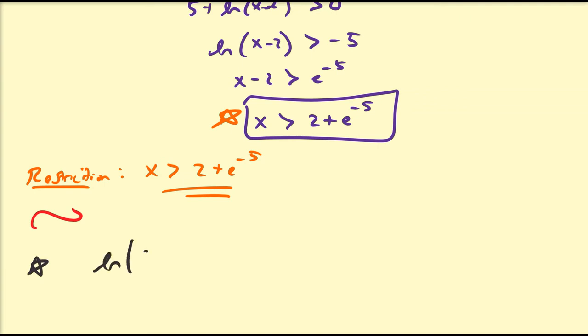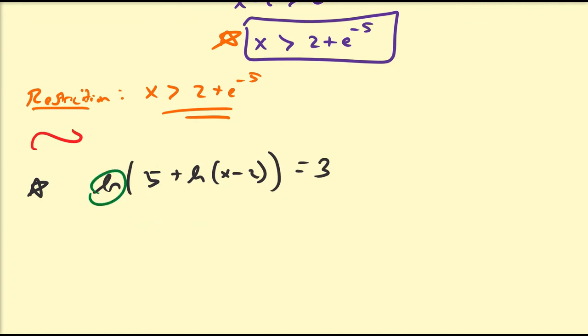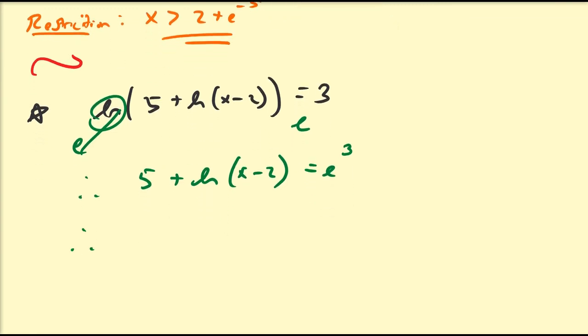So we have the natural log of 5 plus the natural log of x minus 2 is equal to 3. So I'm going to begin by getting rid of the natural log on the outside, so I'm going to exponentiate both sides by e to get rid of that. So that's going to give me 5 plus the natural log of x minus 2 must be equal to e cubed. Then I'm going to subtract 5, so I'm going to have the natural log of x minus 2 is going to be equal to minus 5 plus e cubed.